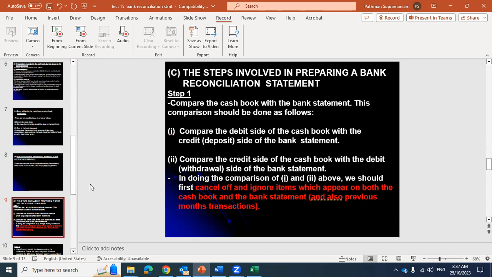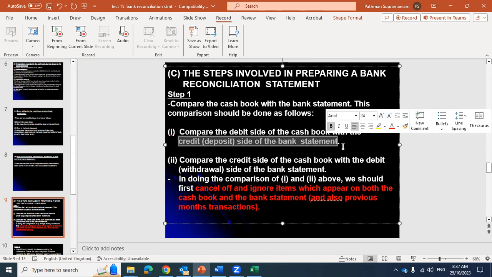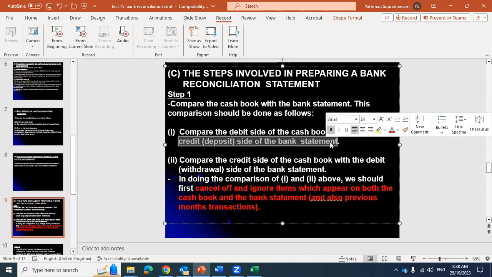cancel off items which appear in both the cash book and the bank statement, because this is not what is causing the difference. In doing so, we would compare the debit side of the cash book and the credit column of the bank statement. Just so we are clear, to record money received, we record on the debit side of the cash book. So when we refer to the bank statement, money received will be appearing on the credit side.